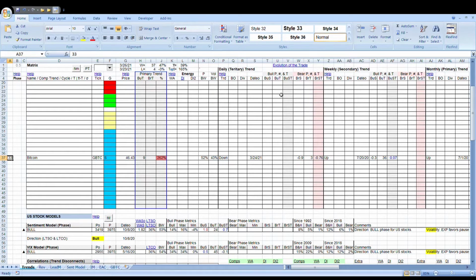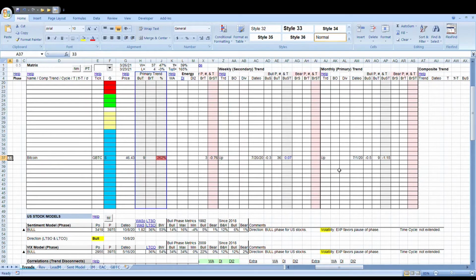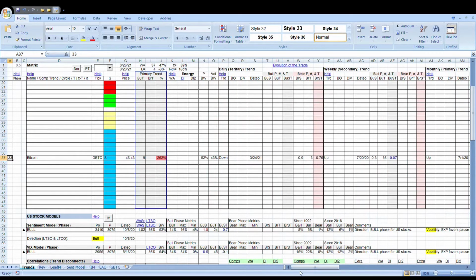The evolution of the trade focuses on three time frames simultaneously: the daily trend, the weekly trend, and the monthly trend. We call them the tertiary, secondary, and primary. We can see that the three time frames are not in agreement. The daily trend is down, the weekly trend is up, and the monthly trend is up. This really defines a consolidation shorter term.